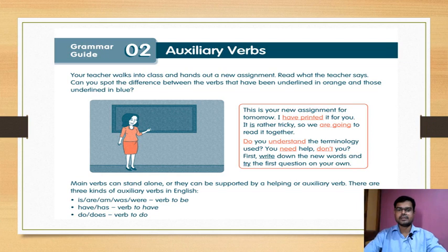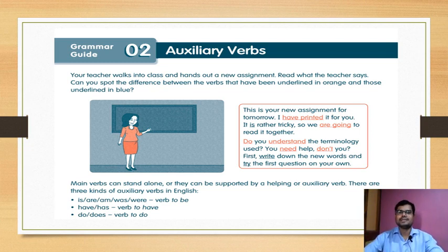They have given one example here. Your teacher, she has given you one assignment. You can see these red words, they have underlined, and at the same time there are some blue letters which are also underlined. This is your new assignment for tomorrow. I have painted it for you. It is rather tricky, so we are going to read it together. Do you understand the terminology used? You need help, don't you?